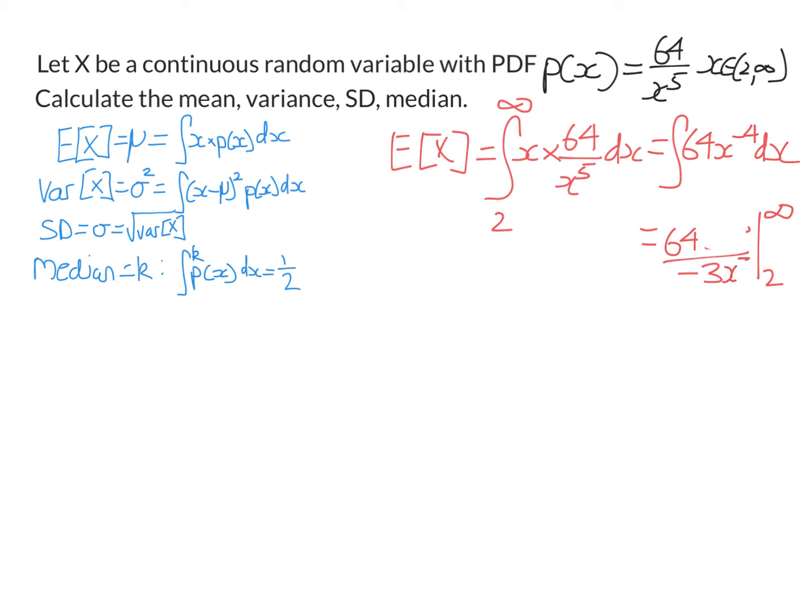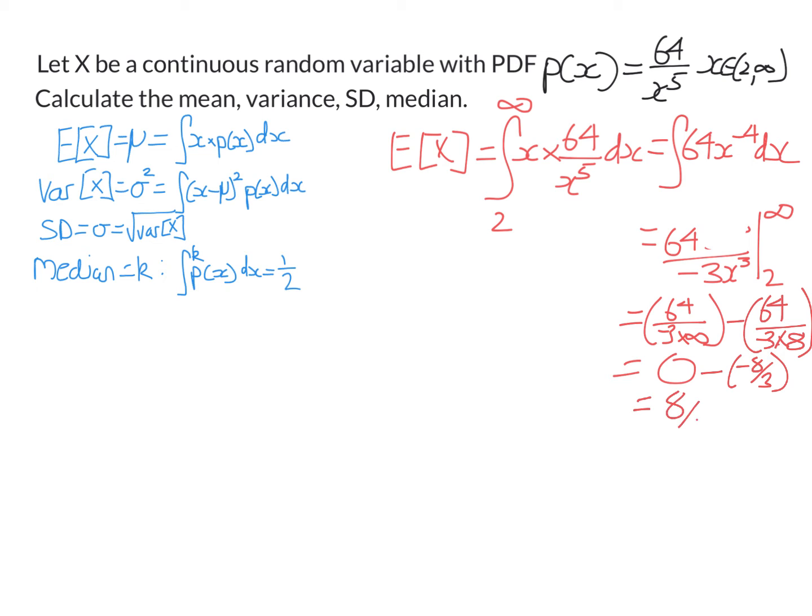So if I substitute x equals infinity, what I get is 64 over minus 3 times infinity. Remember, on a previous video, I said that was 0. A number divided by a really large number gets closer and closer to 0. So that part's just 0. Now I substitute x equals 2 into here, and I get 64 over minus 3, 2 cubed is 8. So I actually get minus negative 8 over 3. The expected value is just 8 over 3.